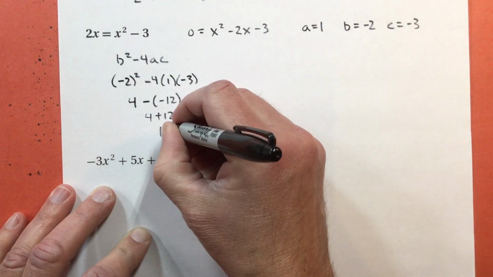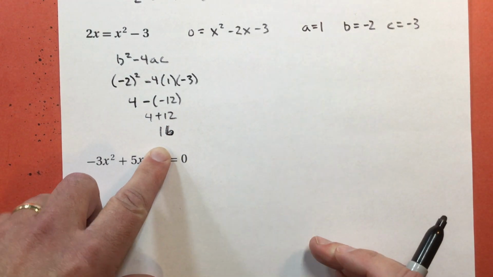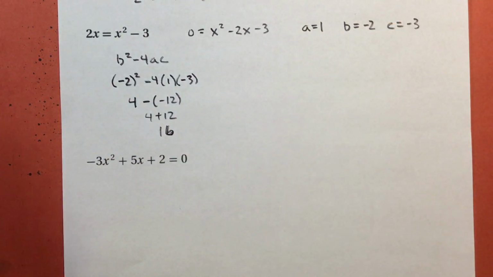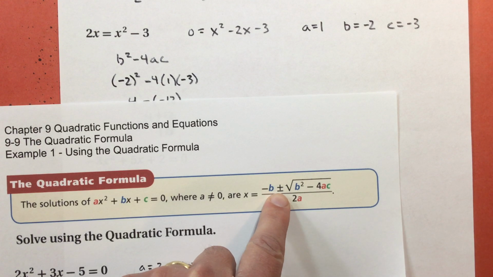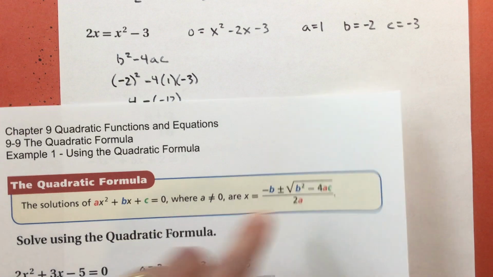And that's nice. I like that. It's not always going to happen. Why is it nice? Because that's a perfect square. Now I'm going to use my formula, and I'll sneak it back here real quick so you can see it. x equals negative b plus or minus the square root of b squared minus 4ac, which is what I just found, all over 2a.